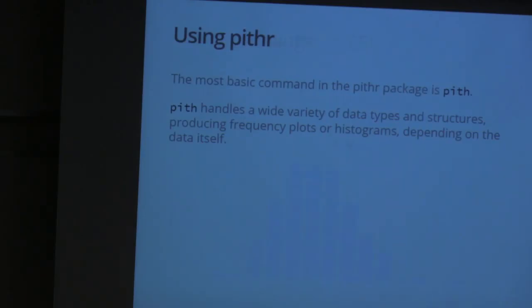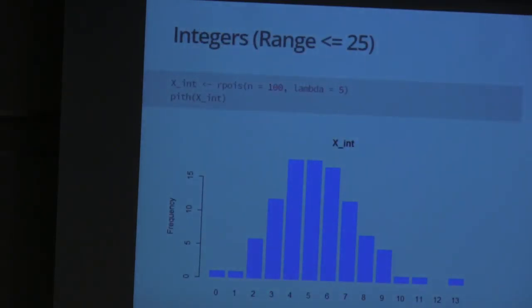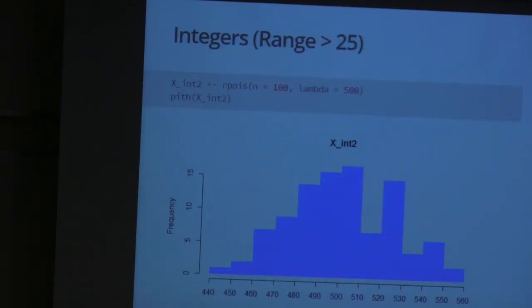Now, so you can see what happens. If I'm given an integer, at least a short-ranged integer, it'll just give me a frequency plot of all of the values of the integer. Now, if I give it an integer that has a long range, it's going to produce a histogram. The idea behind this is that I don't really want to look at more than 25 individual bars. If I have a spread of integers that's 500 wide, I'll just do a histogram. Is this perfect? No. But it is what it is. I got to make a decision.